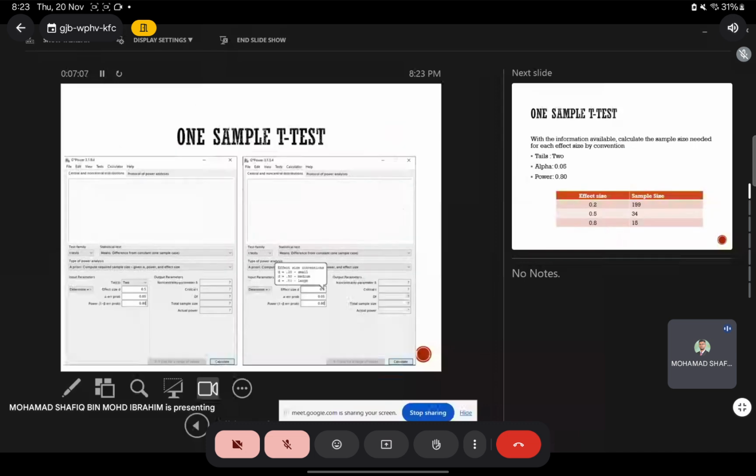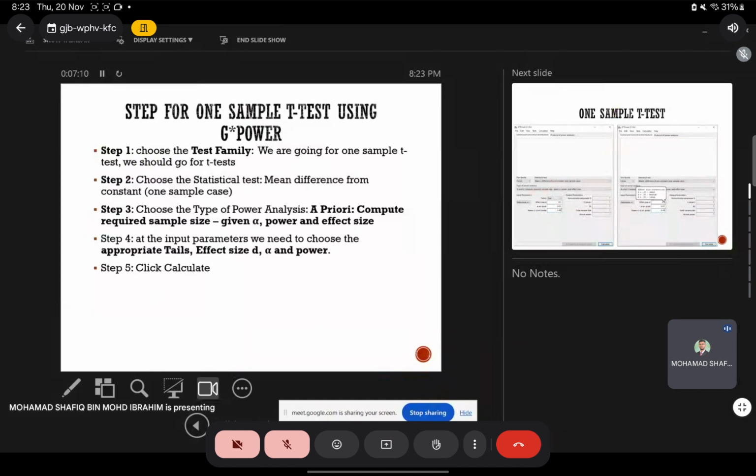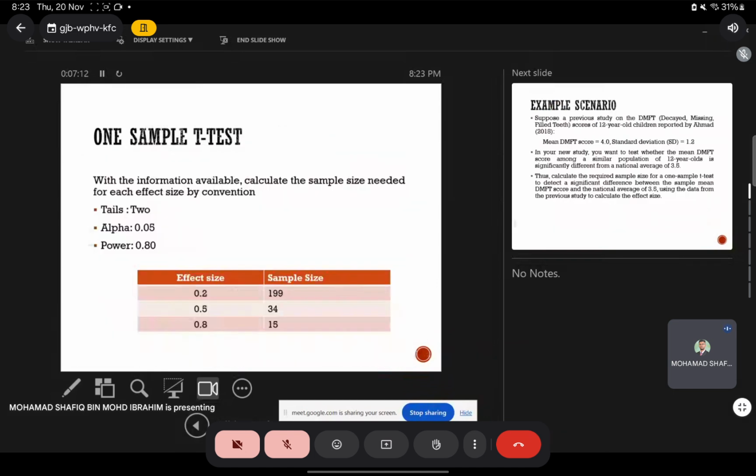For example, these are basically for the one sample t-test. For the one sample t-test, this is the effect size by default. These are by Cohen, from the previously published article where they came out with the effect size. At least, these are the guidelines by default you need to follow if you could not find any previous study that you can use to come out with the effect size.